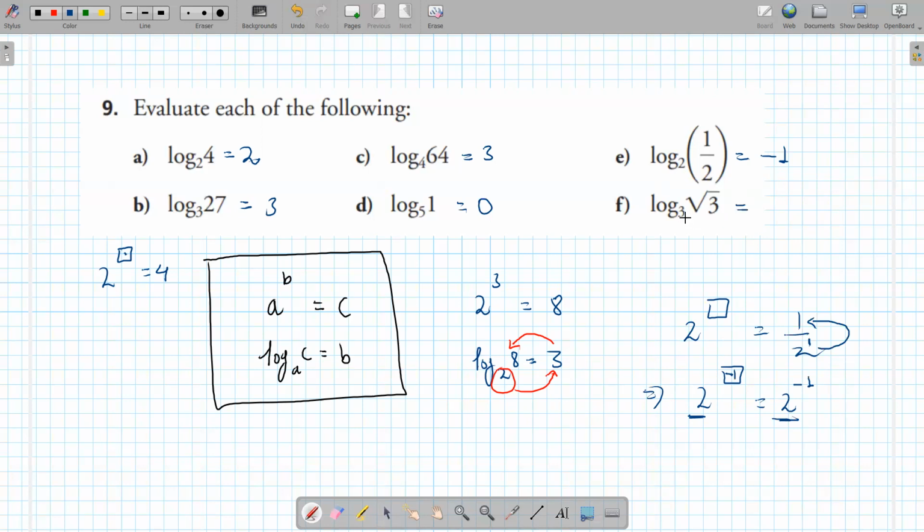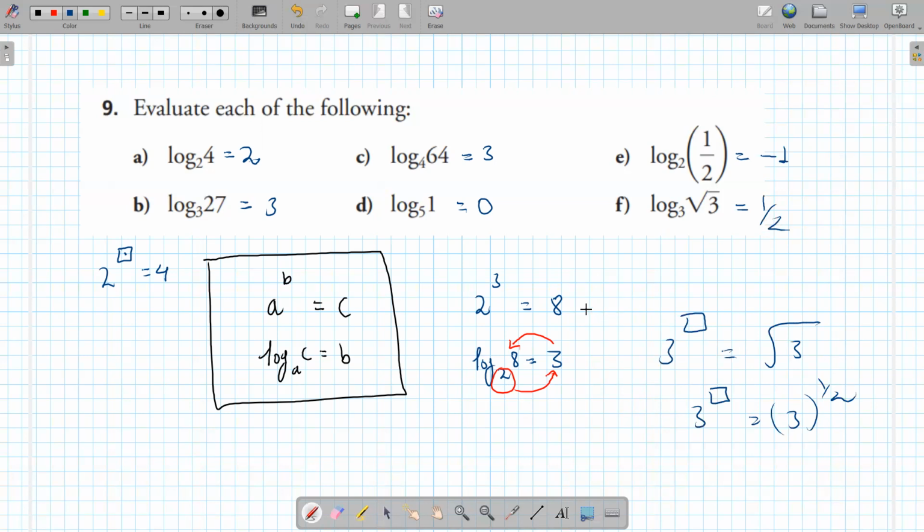What's the answer to F? 3 to the power of something is square root of 3. You have to think of it in terms of exponents. You can rewrite this in exponential form. Square root of 3 means what's the power? 1 over 2. So the answer to F is 1 over 2, and there you go, you're done. So that's how you evaluate logarithms. Log stands for logarithm. That makes sense? You need to be able to go back and forth. This to the power of something will be this number here.